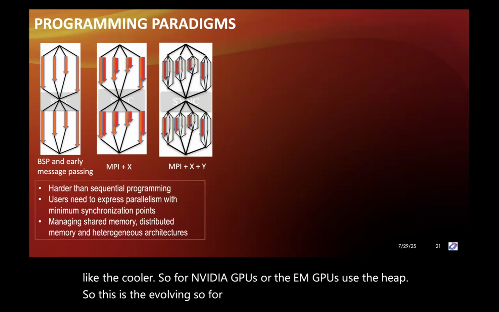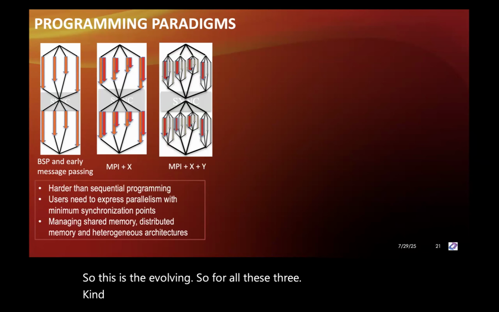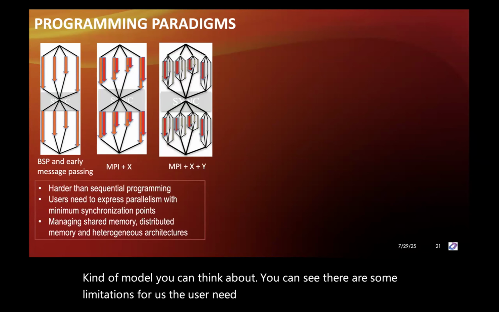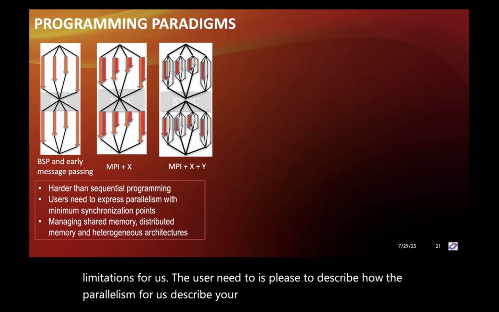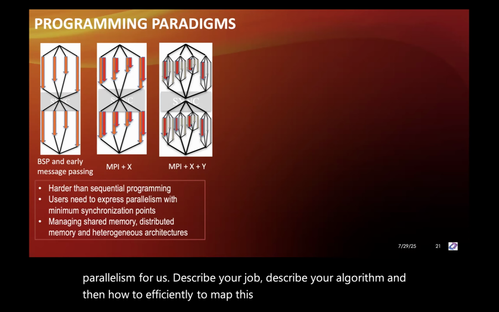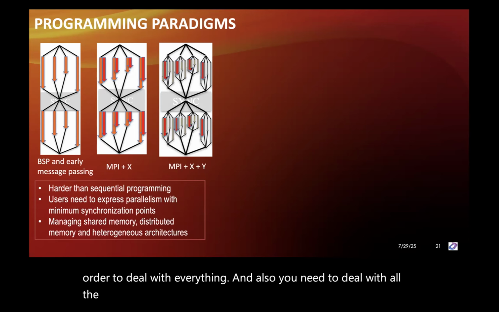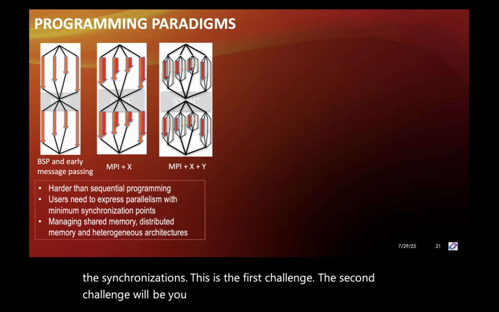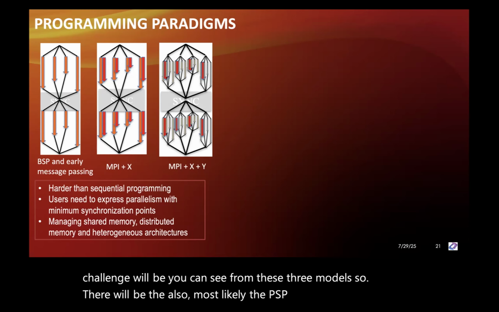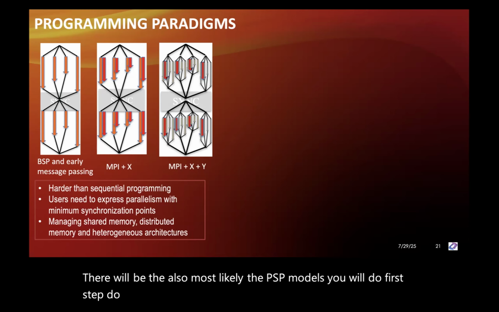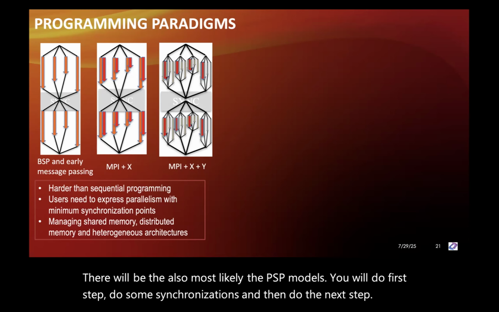For all these three kinds of models, you can see there are some limitations. First, the user needs to describe how the parallelism works: describe your algorithm, and then how to efficiently map this algorithm onto hardware. You need to deal with everything, and also with all the synchronizations. This is the first challenge. The second challenge is that these three models are most likely the BSP model. You do one step, do some synchronizations, and then do the next step. This is not quite efficient.